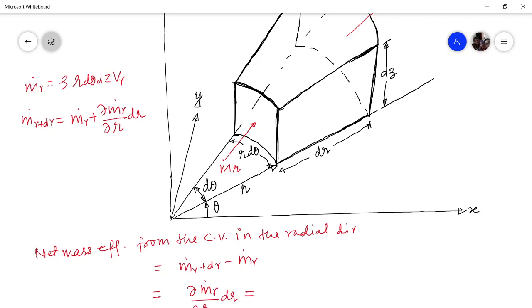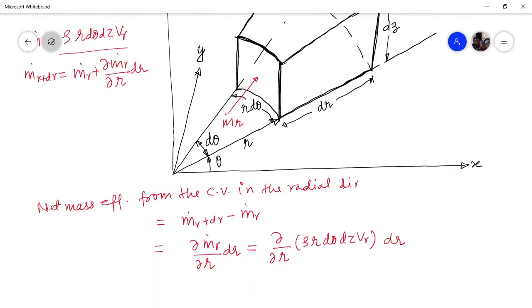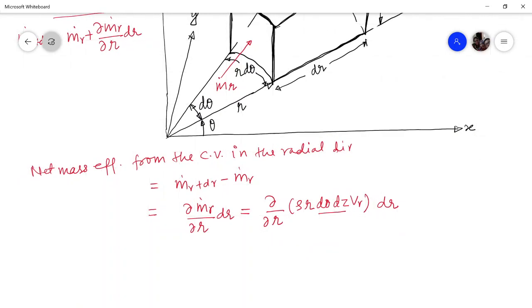Now what is m dot r? M dot r is rho r d theta dz times dr. So this will be del by del r of rho r d theta dz VR dr. Okay, now you look, this is the partial with respect to what? This is the partial with respect to r. So d theta and dz will be acting as a constant here. So what you can do is, you can take them outside. So this becomes del by del r of rho r vr dr d theta dz.